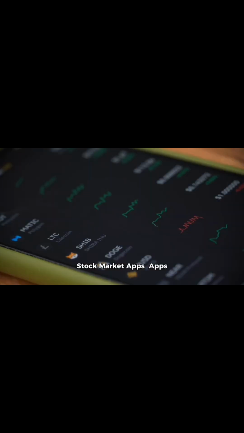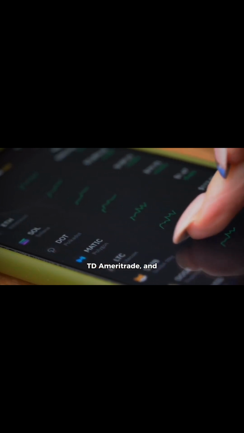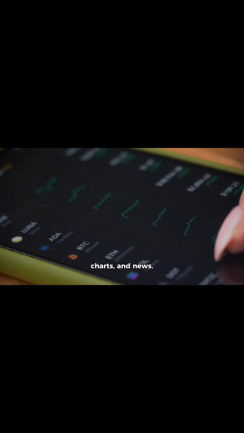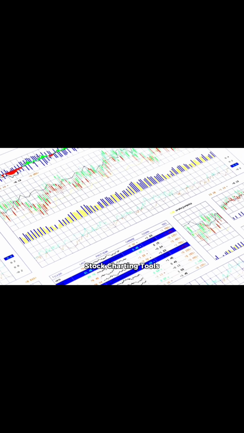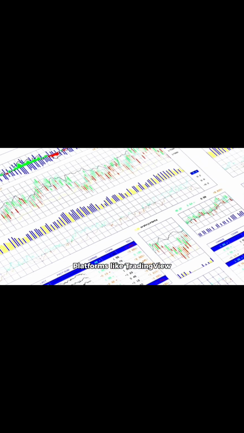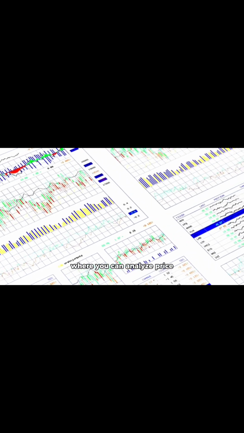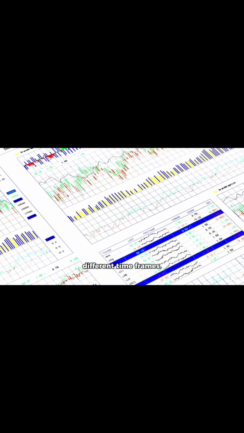2. Stock market apps. Apps like Robinhood, E*Trade, TD Ameritrade, and Fidelity provide real-time stock price updates, charts, and news. You can track stocks, set alerts, and even buy or sell shares. 3. Stock charting tools. Platforms like TradingView and StockCharts offer advanced charting tools where you can analyze price movements, trends, and technical indicators over different time frames.